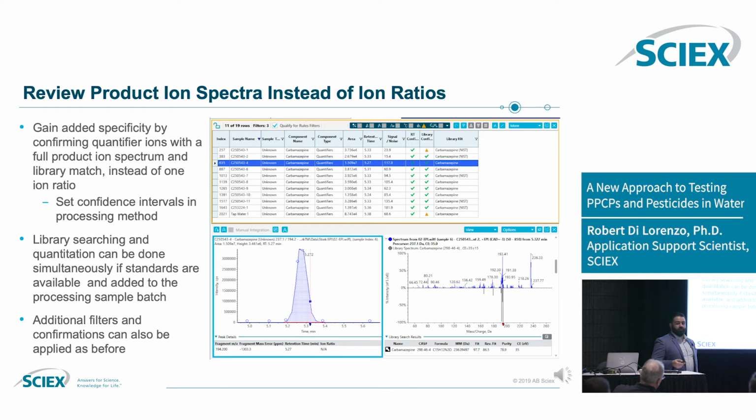And this can be done alongside your quant. You run your calibration standards along with the sample set, and you pull in a calculated concentration column right alongside this. This doesn't have to be done independently of your quant. And again, additional filters can also be applied just to review your data. You're no longer reviewing ion ratios, you're looking at library hits and library scores.